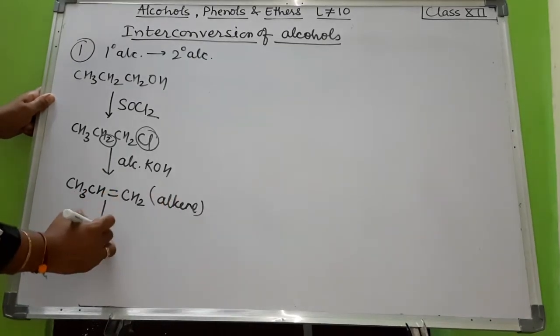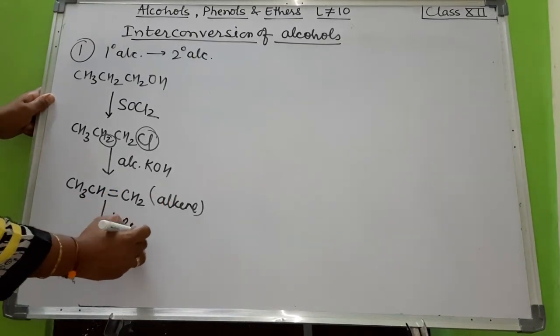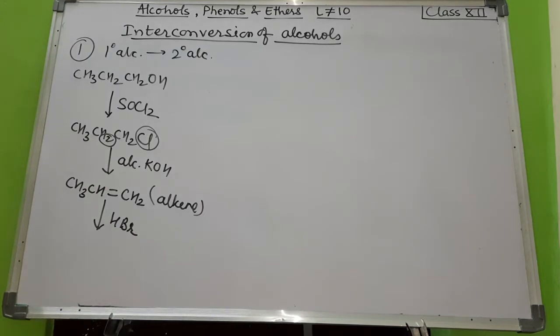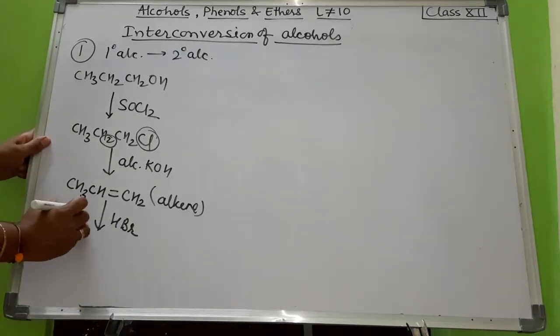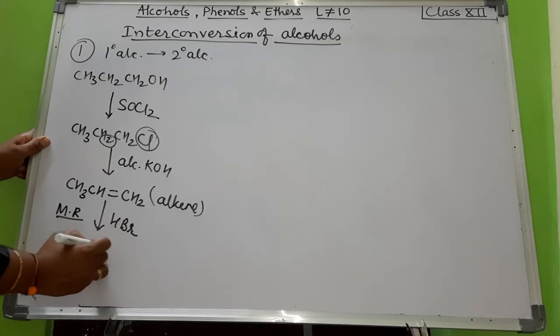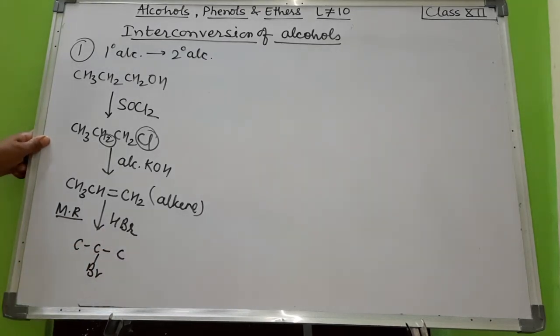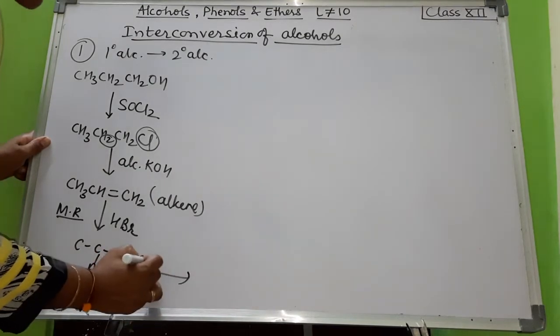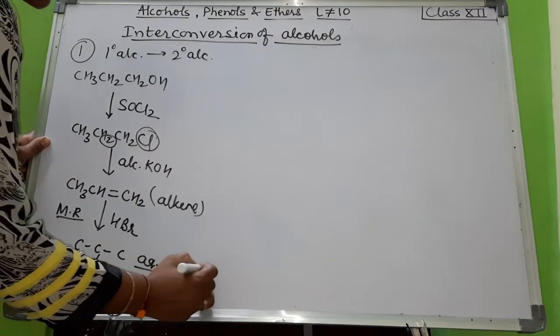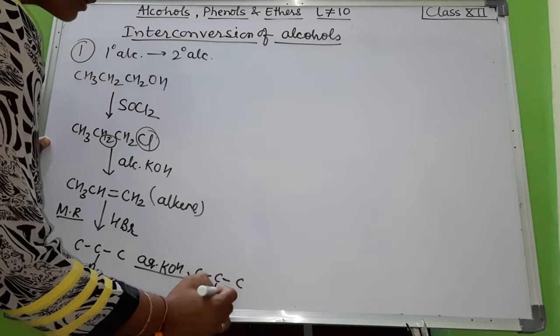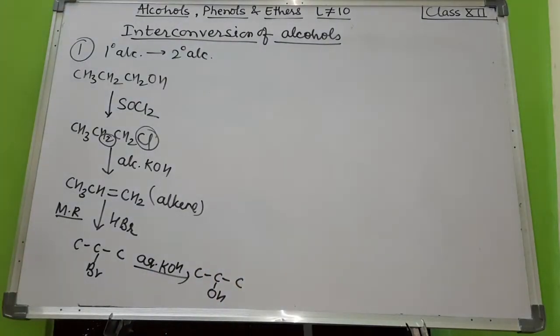Now just treat it with HBr. When you react it with HBr, it will follow Markovnikov's rule. On treatment, it will give 2-bromopropane, and now this 2-bromopropane on treatment with aqueous KOH will give the secondary alcohol. So this is the simple way to convert a primary alcohol into a secondary alcohol.